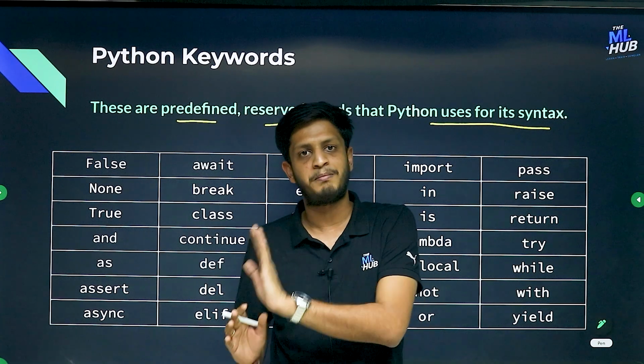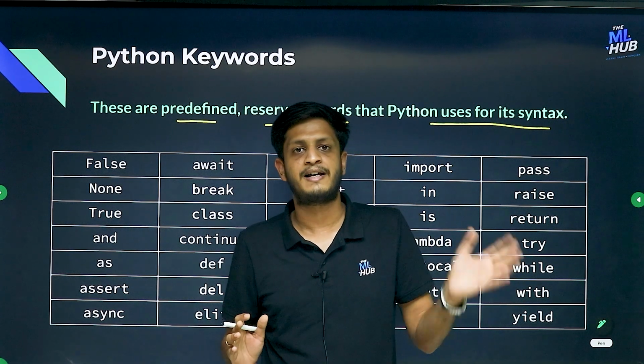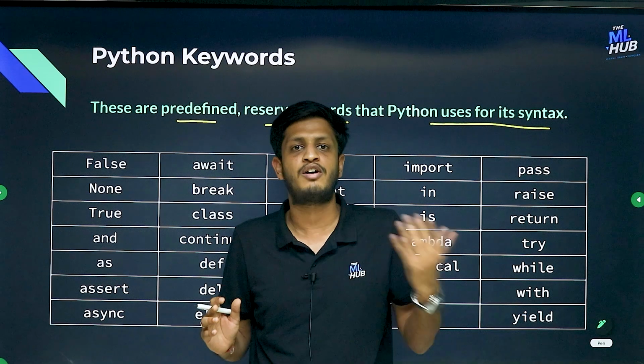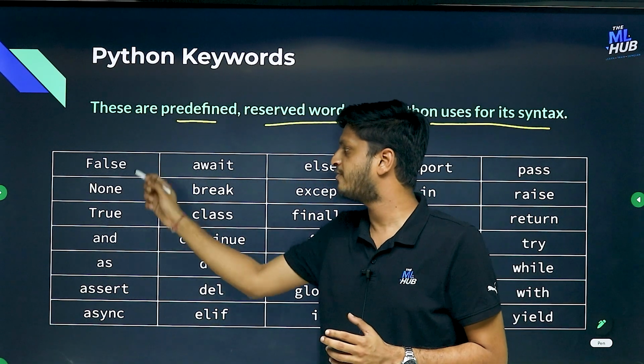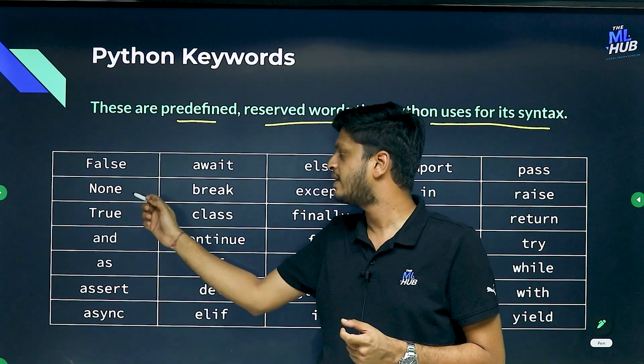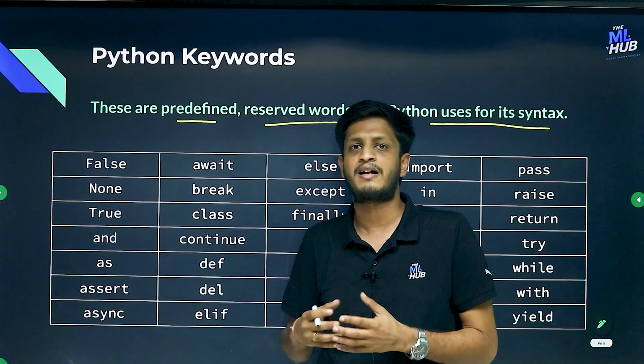So they have a predefined meaning and they cannot be used for something else. You should not change the meaning of these 35 words. You cannot do that, okay? So they have a specific meaning. For example, False and True, they are Boolean values. None means a data type which has nothing.